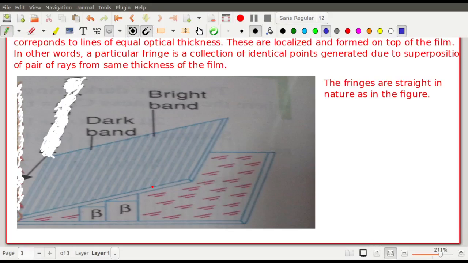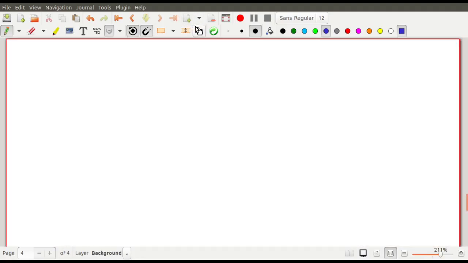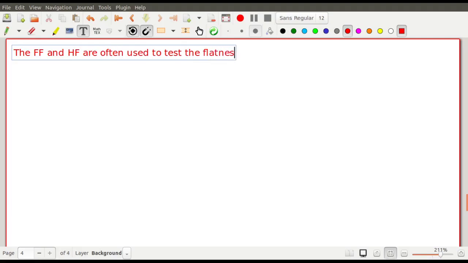Sometimes these fringe systems are used to test the flatness of a glass plate. So how are the methods employed? So let us write it. Fizeau fringes (FF) and Haidinger fringes (HF) are often used to test the flatness of a surface. To test the flatness of a surface. So how is it being done?